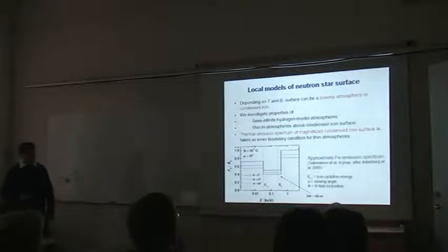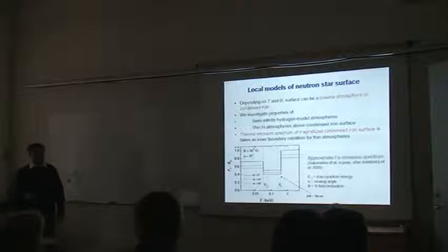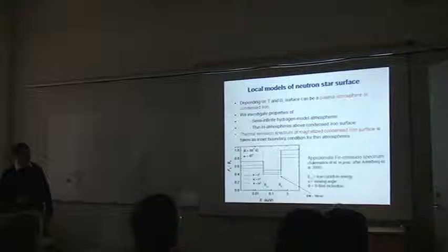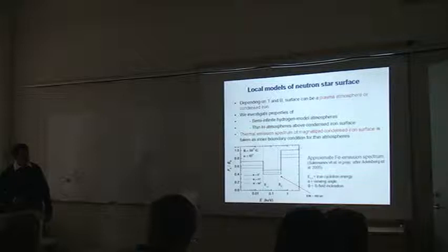So we used 3 different local models of the neutron star surface. First, a semi-infinite plasma atmosphere. We can consider only hydrogen, partially ionized model atmospheres with vacuum polarization taken into account. And the second, a thin hydrogen atmosphere above a condensed iron surface, or a naked condensed iron surface. For example, we used this approximation for the spectrum of the condensed surface, derived from the Planck function.